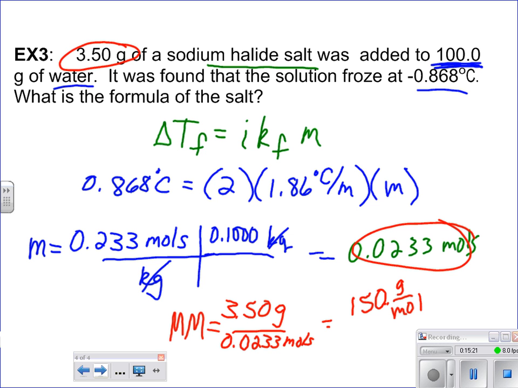So we really haven't answered the question. The question is, what is the formula of this salt? What are you going to do? What do you think it is? We know it's sodium. It's a sodium halide. So sodium iodide. So you know that your molar mass is 150. Subtract the mass of your sodium, and what's left over would be iodine. So sodium iodide is your answer.